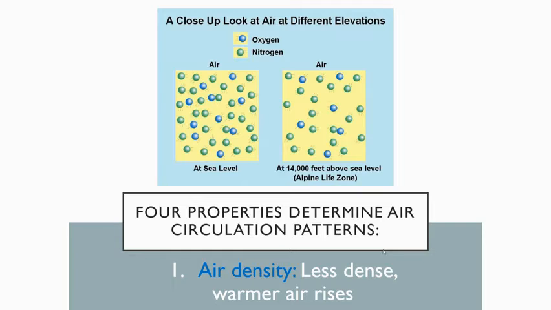The first thing you'll notice about air is that its density varies based on elevation. Looking at this diagram on the left, the yellow box says at sea level, there are a lot more molecules of oxygen and nitrogen in the air. If you go up to 14,000 feet, there's a lot less oxygen and nitrogen, so the air is less dense. And air that is less dense rises. Specifically, if you heat up the air, if you make it warmer, it becomes less dense and it rises.